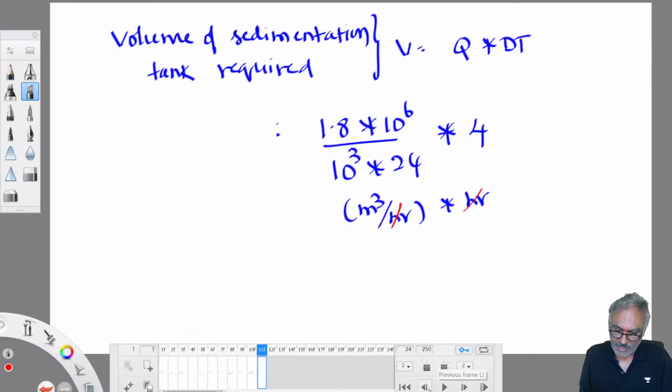So if we simplify, how much do you get? So I'm getting 300 meter cube as the answer.